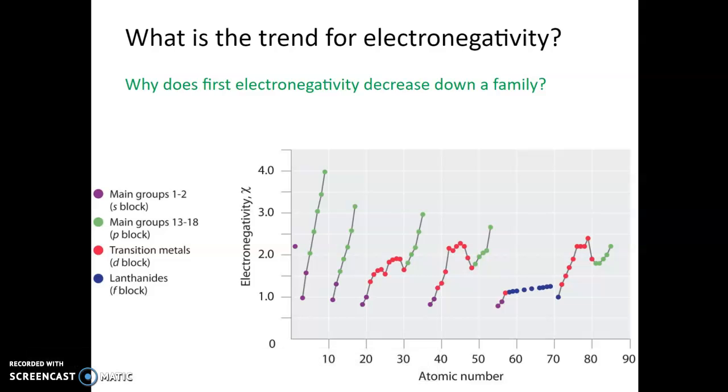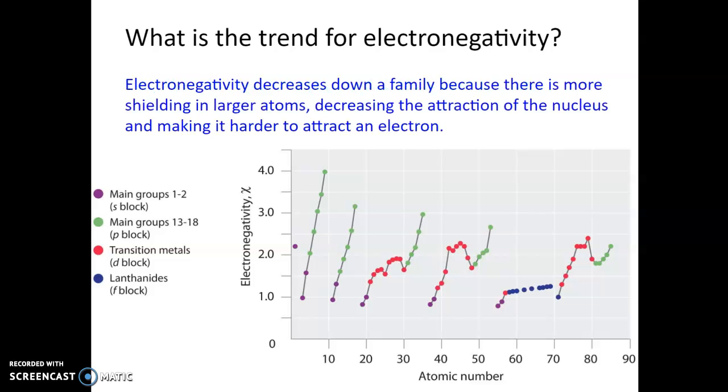Electronegativity trend down the family. Why does electronegativity decrease down a family? Electronegativity decreases down a family because there's more shielding in larger atoms, decreasing the attraction of the nucleus and making it harder for it to attract an atom. Plus they already have a lot of electrons and they don't really need any more.